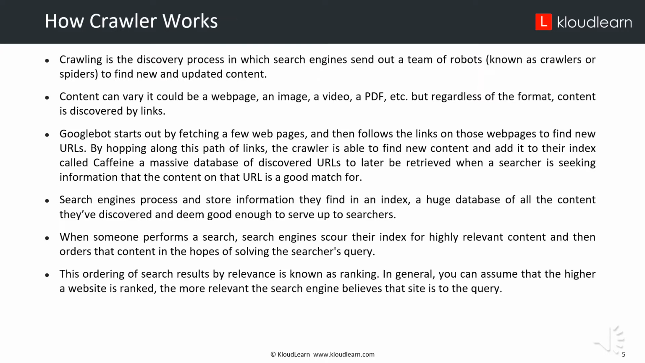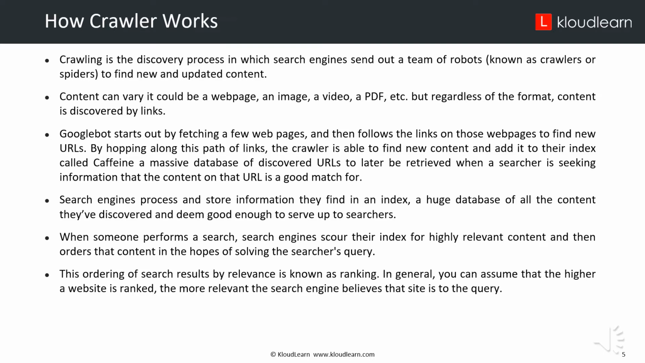Googlebot starts out by fetching a few web pages and then follows the links on those web pages to find new URLs. By hopping along this path of links, the crawler is able to find new content and add it to the index called Caffeine, a massive database of discovered URLs, to later be retrieved when a searcher is seeking information that the content on that URL is a good match for.